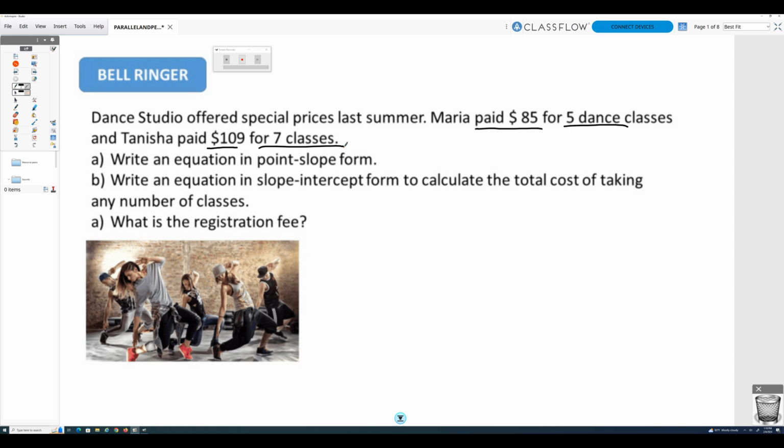We have two ordered pairs, 5 dance classes for $85 and 7 classes for $109. Label the corresponding x sub 1 and y sub 1 for the first ordered pair, and x sub 2 and y sub 2 for the second ordered pair.